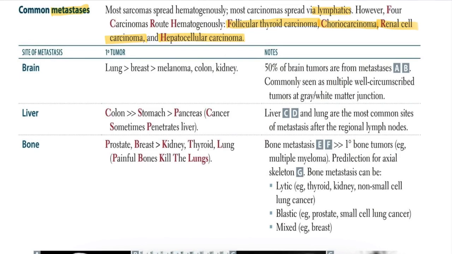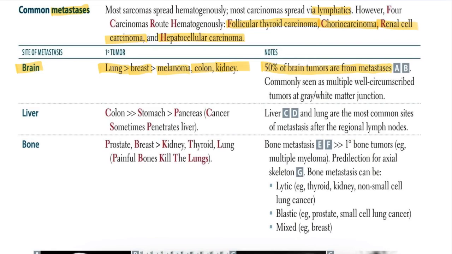Now we are going to discuss some sites of metastasis, their primary tumors, and some important points. First, we are going to see brain metastasis. The most common cancers that metastasize to the brain are lung, then breast, then melanoma, then colon and kidney. 50% of brain tumors are actually metastases.